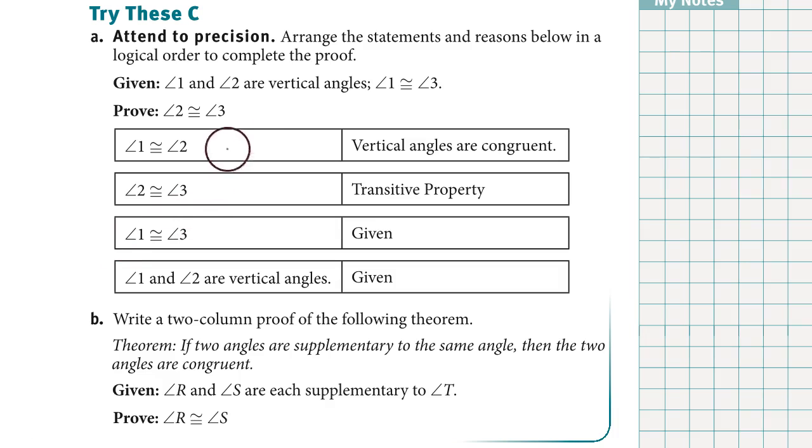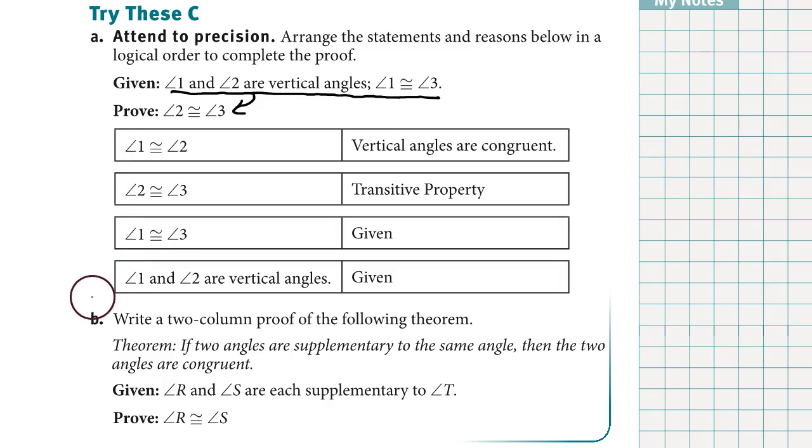Here's another example. It says, arrange the statements and reasons below in logical order to complete the proof. What we're trying to prove is that angle 1 and angle 2 are vertical angles, and if angle 1 is congruent to angle 3, then prove that. So everything's filled in, but these are out of order.